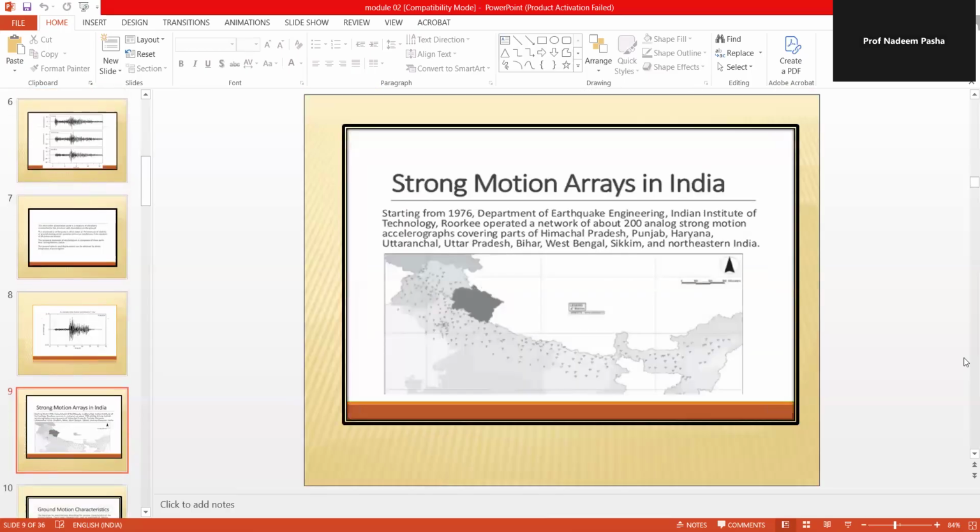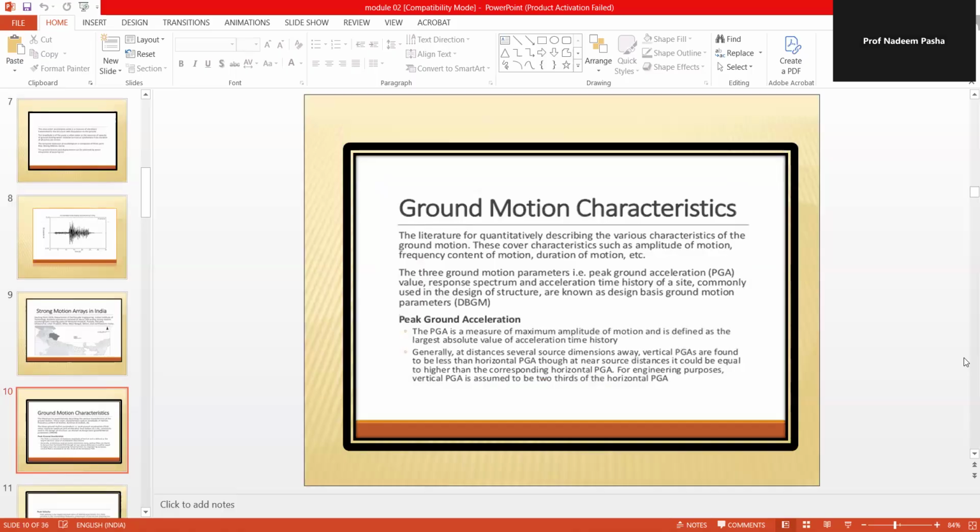Strong motion arrays in India. Starting from 1976, Department of Earthquake Engineering, Indian Institute of Technology, Roorkee, operated a network of about 200 analog strong motion accelerographs covering parts of Himachal Pradesh, Punjab, Haryana, Uttaranchal, Uttar Pradesh, Bihar, West Bengal, Sikkim, and Northeast India.